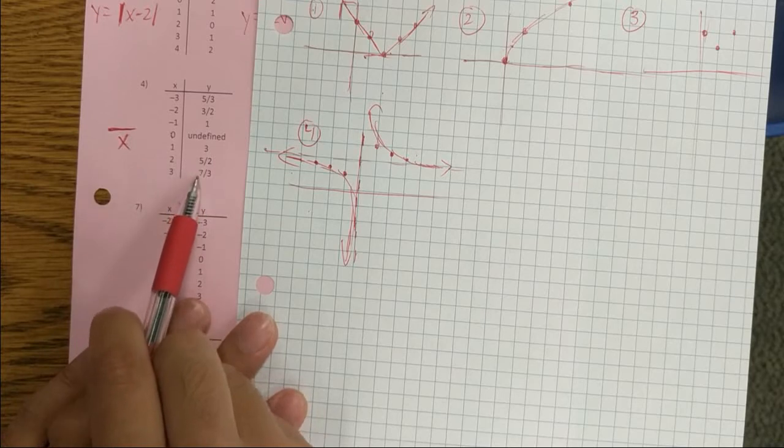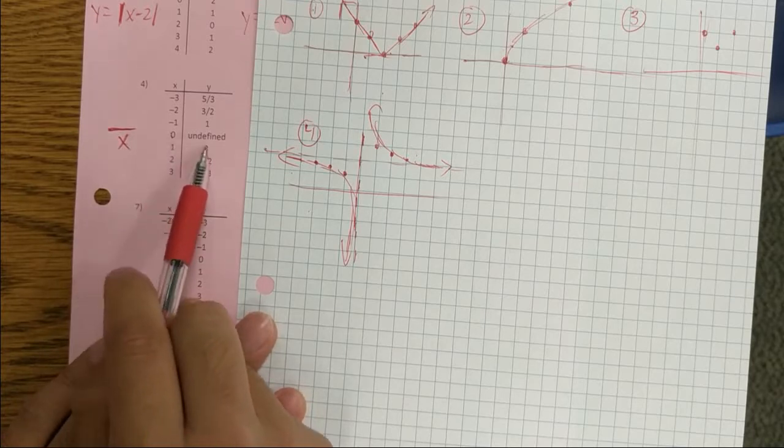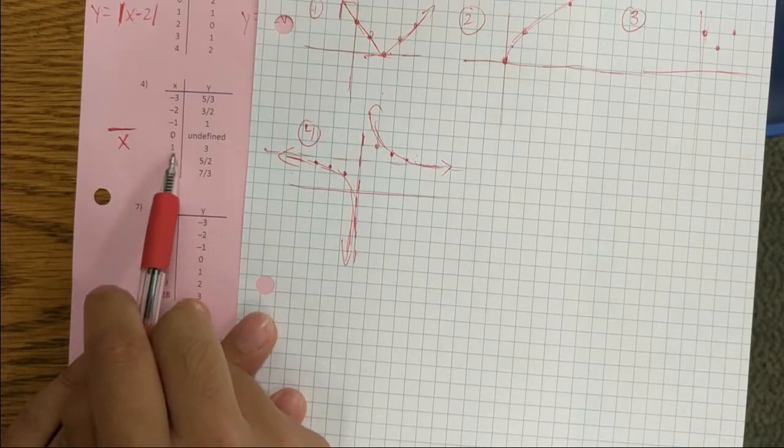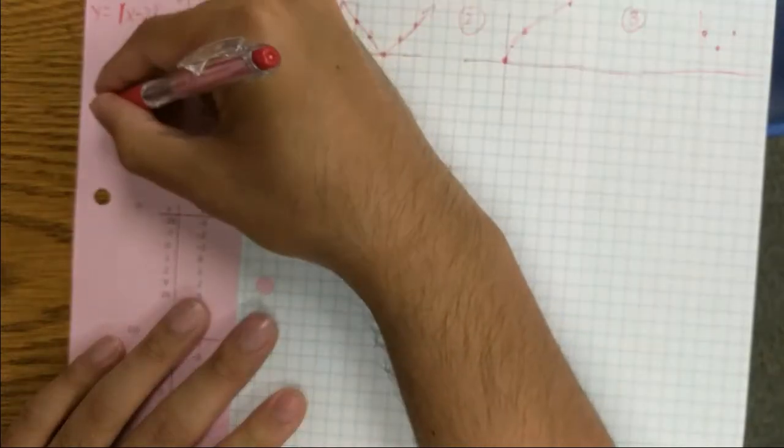So how do I get to the numerator? Well, 1 turns to 3, 2 turns to 5, 3 turns to 7. So you're doubling the x value and adding 1.